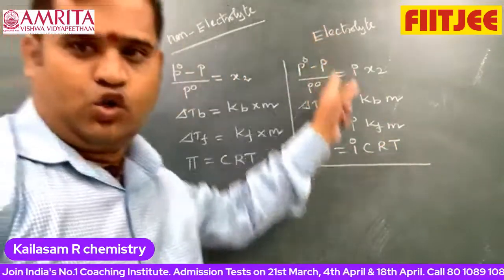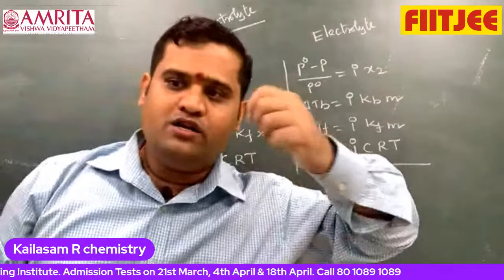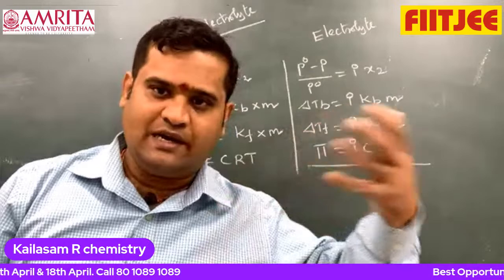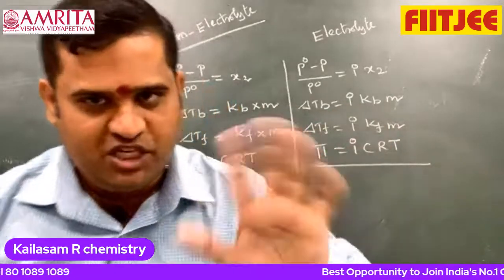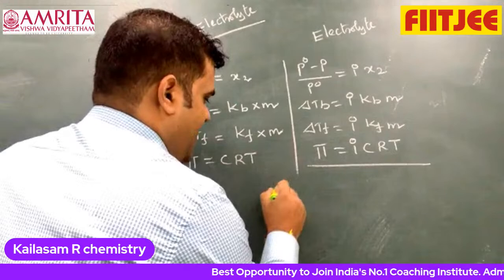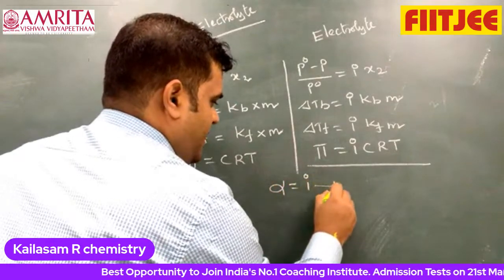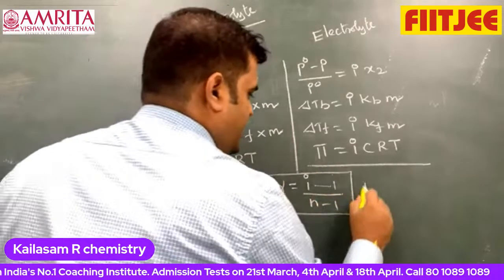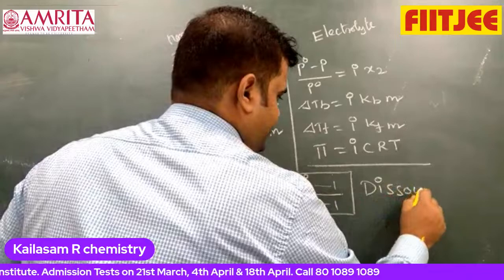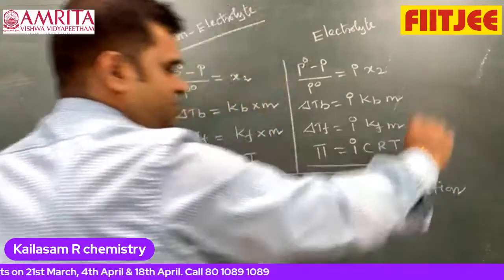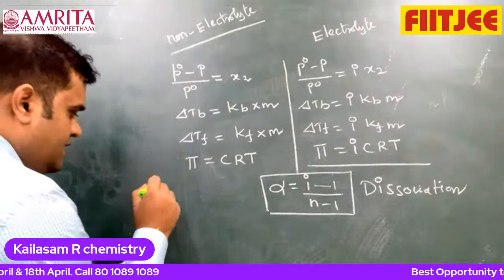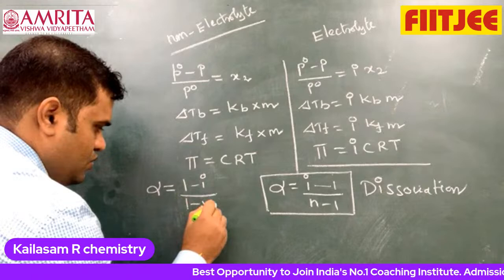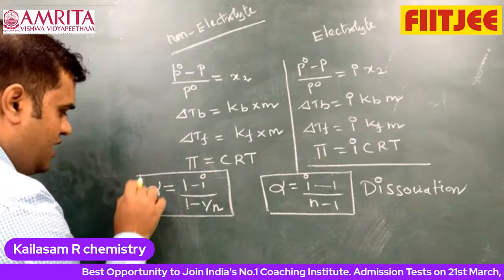This is for electrolytes. Why? Electrolytes undergo dissociation as well as association. When dissociation takes place, i is always greater than 1. Then how do we find the degree of dissociation? Very simple. We take alpha is equal to i minus 1 by n minus 1. This is for dissociation. Now alpha is equal to 1 minus i by 1 minus 1 by n. This is for association.